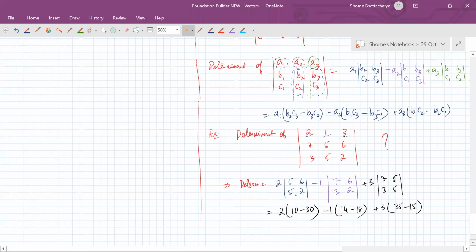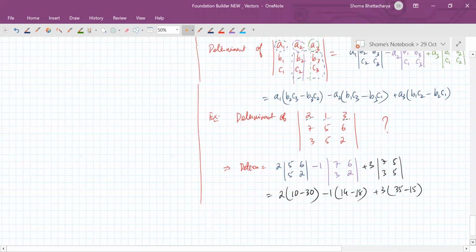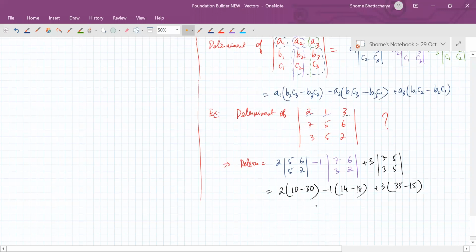That is minus 20 into 2, so that's minus 40. Minus 4 into minus 1, so that's plus 4. And 20 into 3, so that's 60. So that becomes how much? That becomes 24. So the determinant of that matrix has a value of 24. This is an example of how to calculate the determinant of a 3 by 3 matrix. Now next we'll see how we make use of this in vector algebra for cross product. But first write this one down.